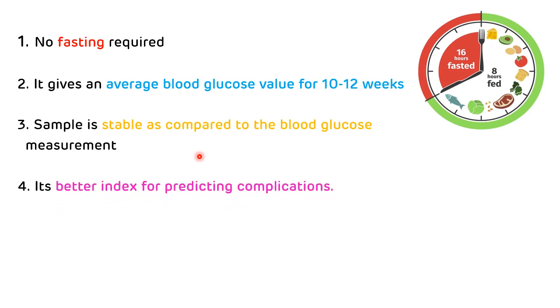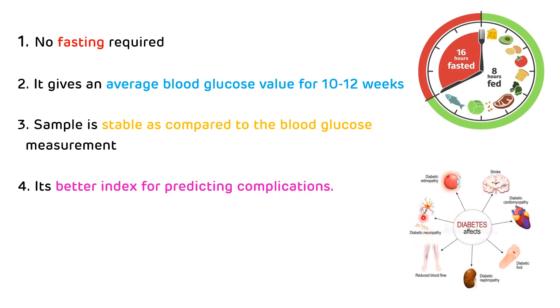Fourth advantage is HbA1c is a better index for predicting chronic complications of diabetes like diabetic neuropathy, diabetic foot, diabetic nephropathy, stroke, diabetic retinopathy. And the last advantage is it's unaffected by recent food intake. So this is all about advantages of HbA1c test.